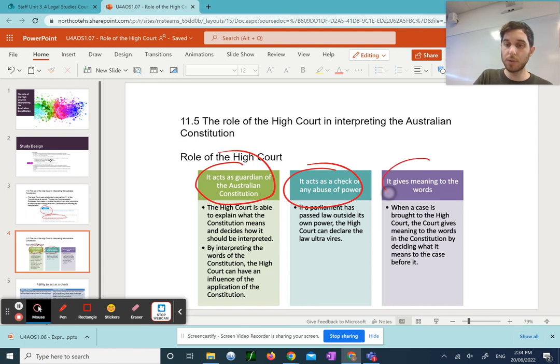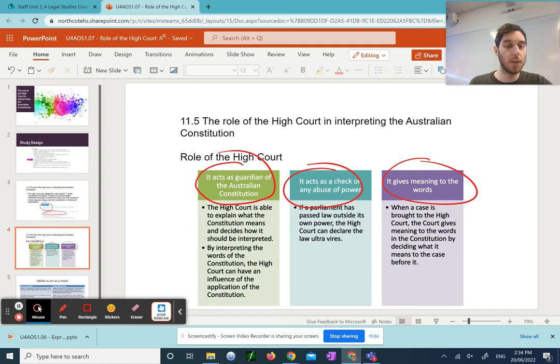And finally, one of the High Court's roles is to give meaning to the words of the Constitution. So it interprets the words and sometimes has to decide exactly what they mean. And by doing that, they might expand the meaning of a word or shrink it down. And this can impact on what sorts of things Parliament can put in their laws as well.